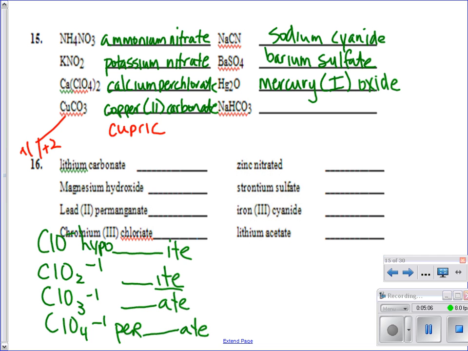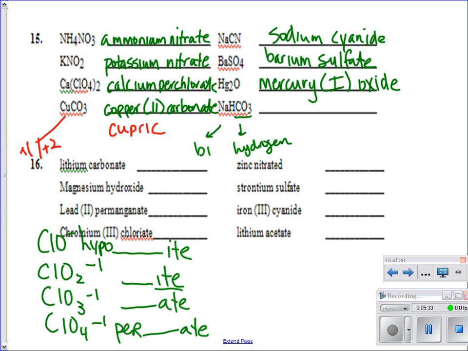Okay, this one is kind of a little special situation. Right here, this CO3 minus 2, before it's in anything, is called what? Carbonate. You have one of two options on this. That H can be said, you could say bi, or you could say hydrogen. So you could call this bicarbonate or hydrogen carbonate. I'll take either.